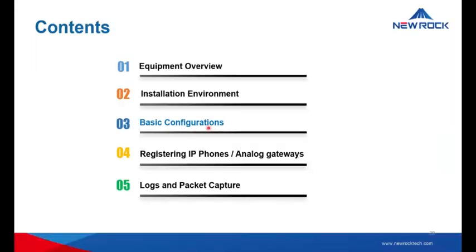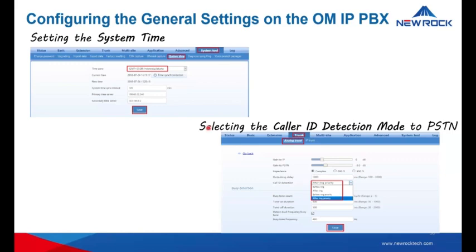Okay, so let's go forward to the basic configurations. First, you need to configure the general settings on the OMIPPBX. The first and foremost is to set the system time. This is very important because in the event there are some issues, it's really important to use these logs, and some features also use the timestamps on your OMIPPBX.